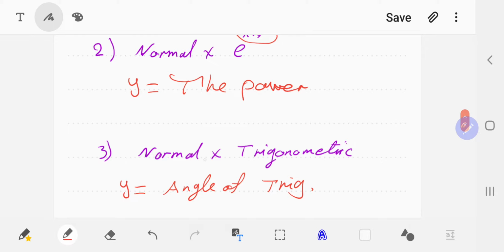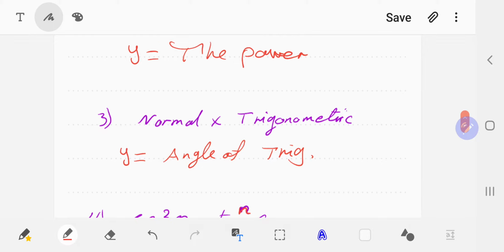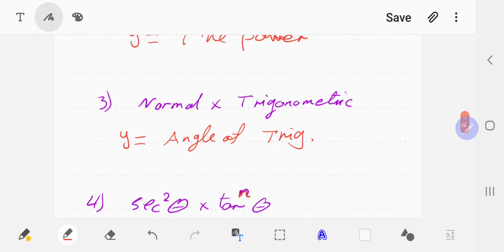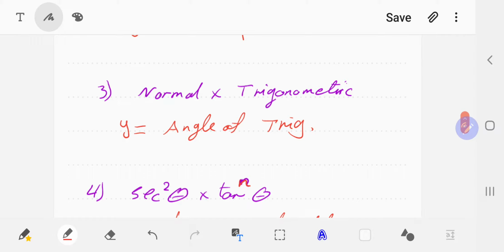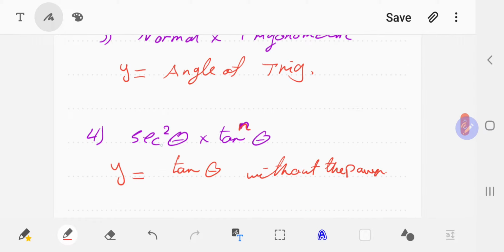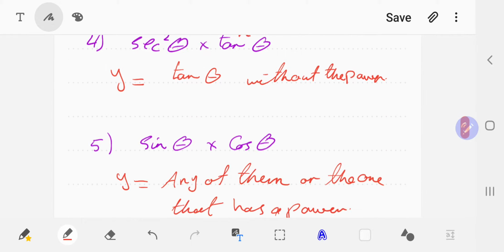What if I have a normal times trigonometric functions, 2x times sine x squared plus 5, for example? Well, I think the angle in this case will solve the problem, so you just choose the angle of the trigonometric. What if you have secant squared times tan to any power? Think about it. What's the derivative of tan? The derivative of tan is secant squared. So what makes sense here is to choose tan without its power, because the derivative of tan can be simplified with secant squared.